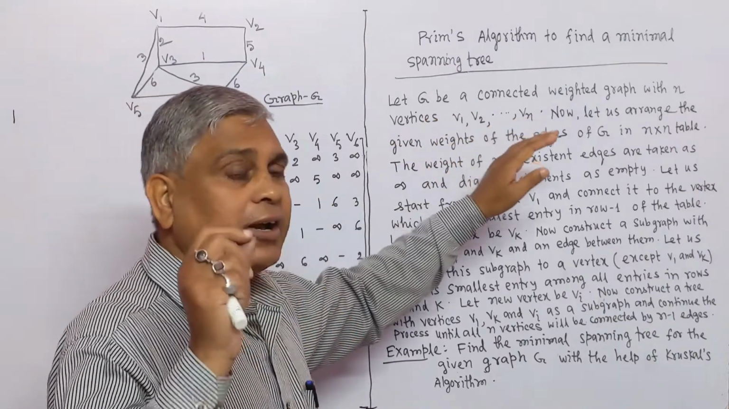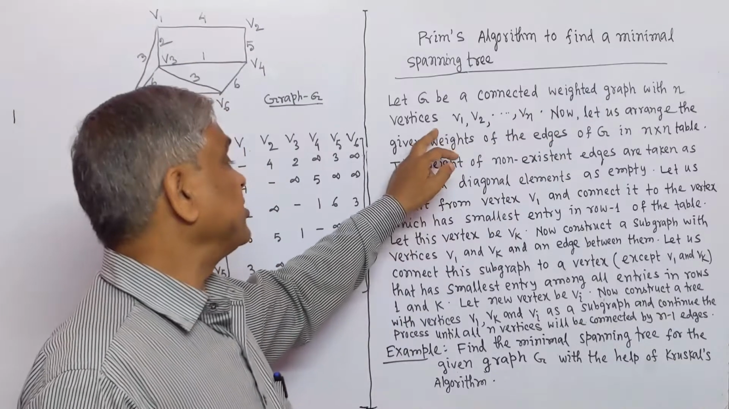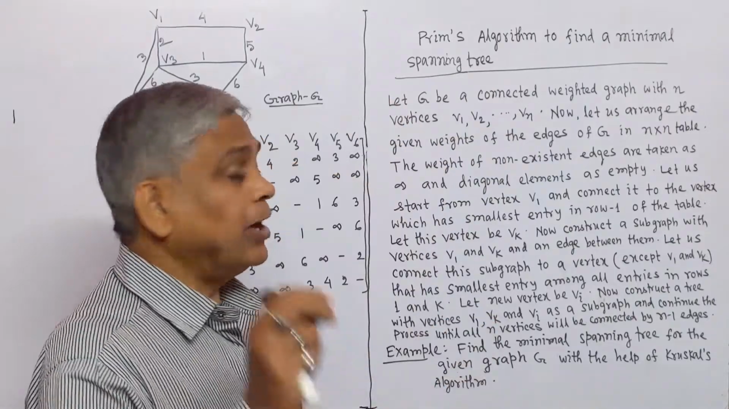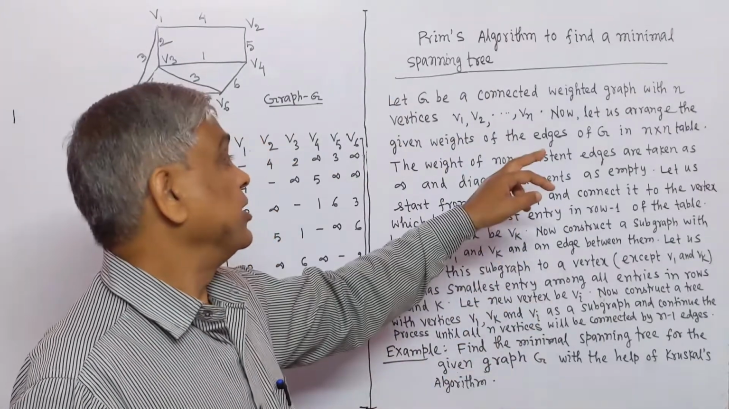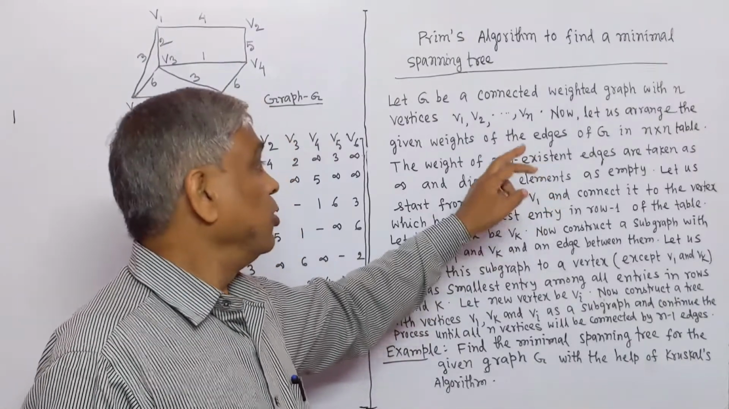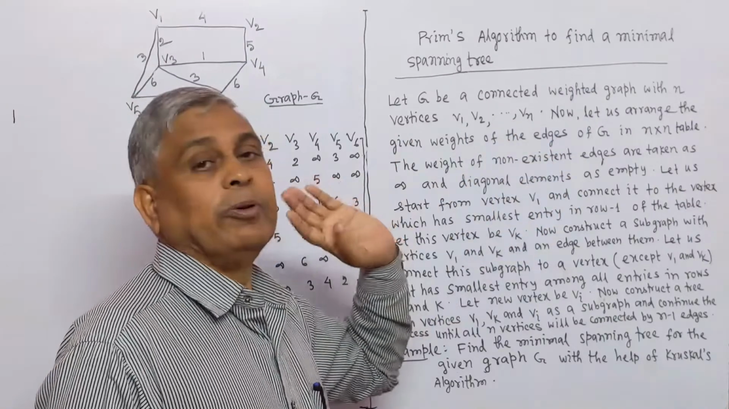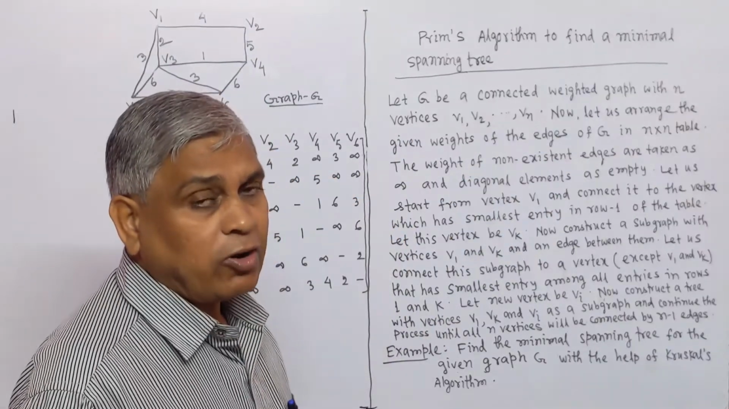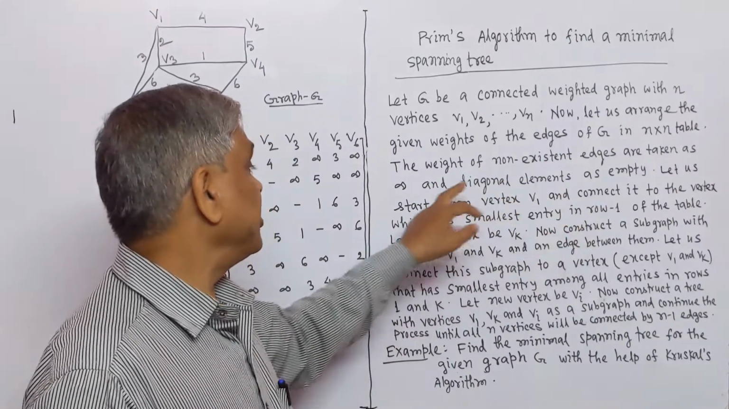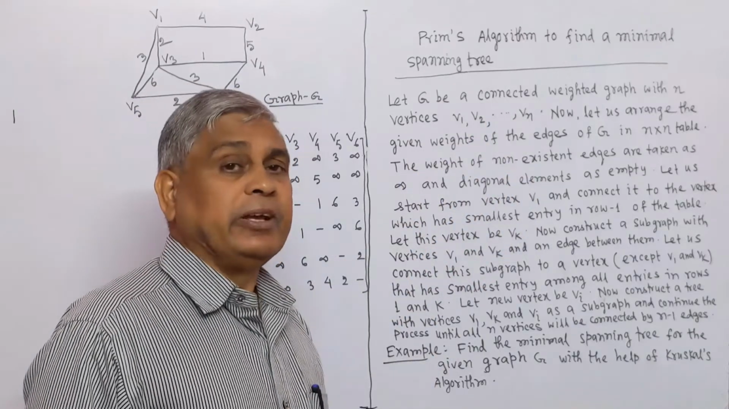Let G be a connected weighted graph with n vertices. The vertices are V1, V2, ..., Vn. Now let us arrange the given weights of the edges of graph G in an n by n table. The weights of non-existent edges are taken as infinity and the diagonal elements as empty.